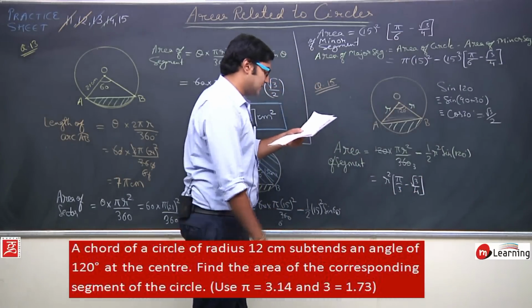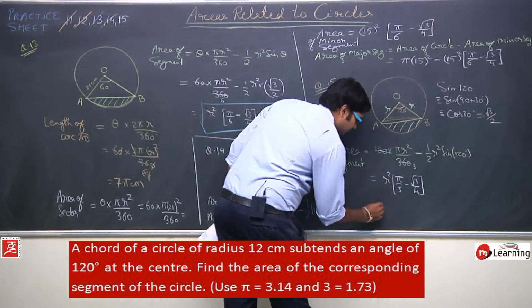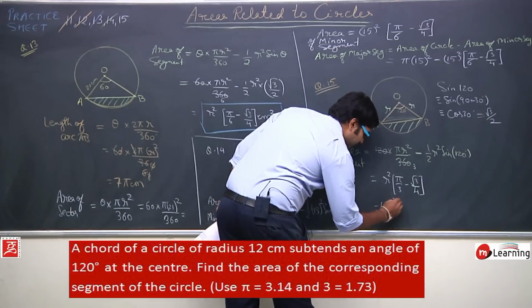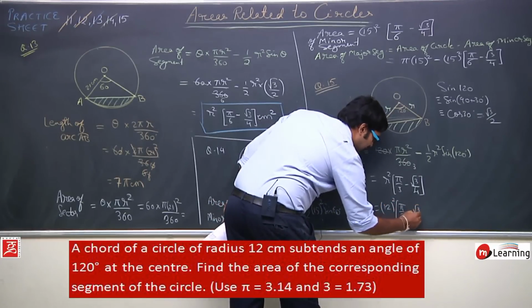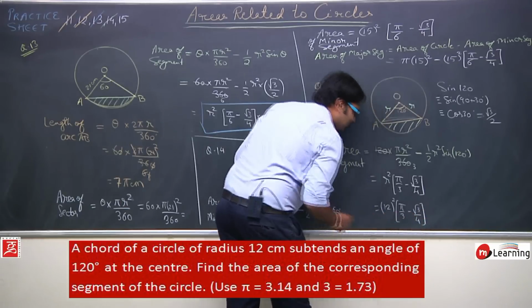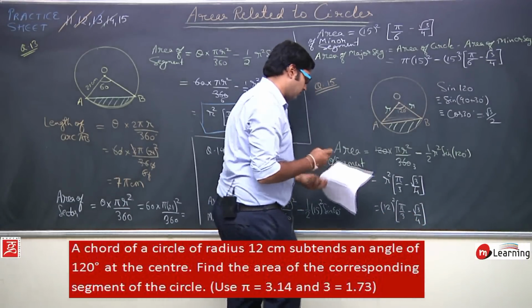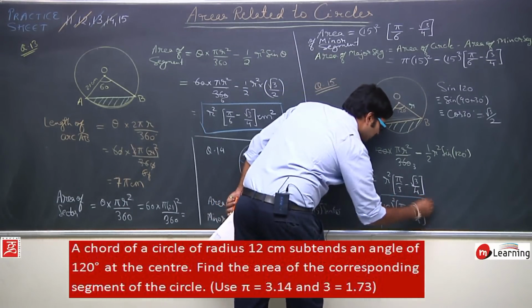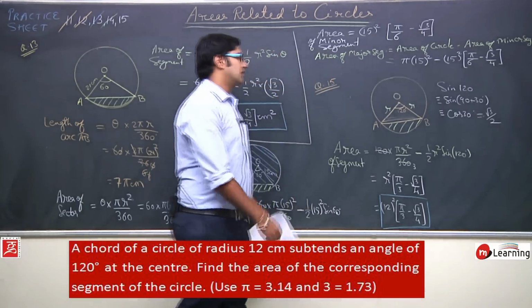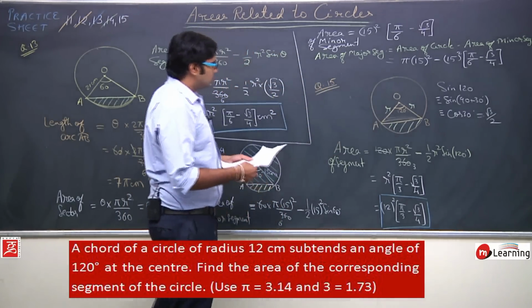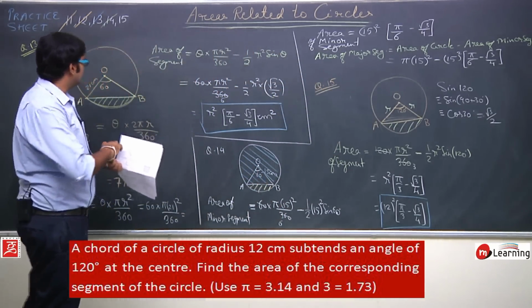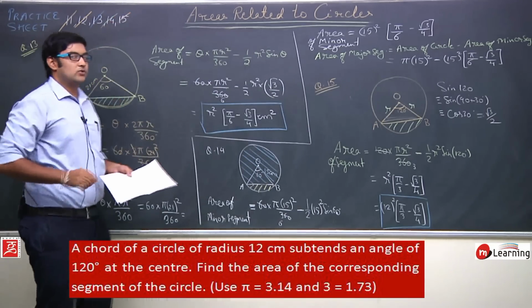Now what is the radius? It is 12 centimeters. So my area will be 12 square to the bracket pi by 3 minus root 3 by 4. This will be the area of the segment that is formed by this particular chord AB. Okay, so this is the solution for question number 15. So you can note this.